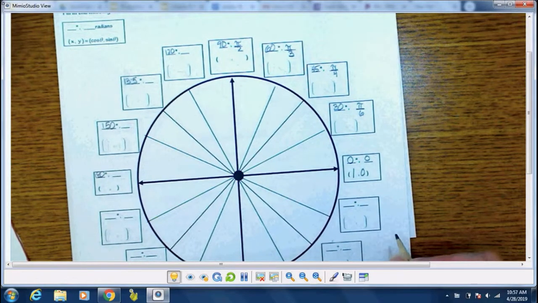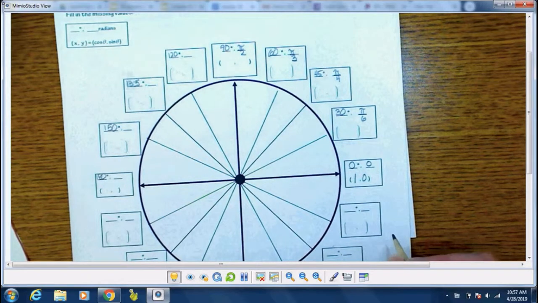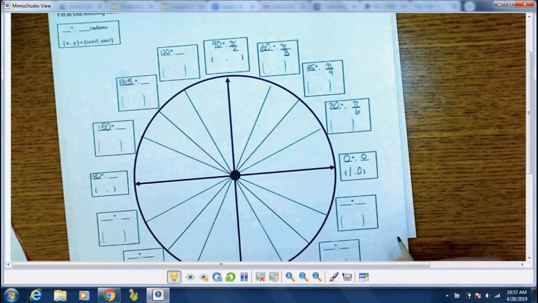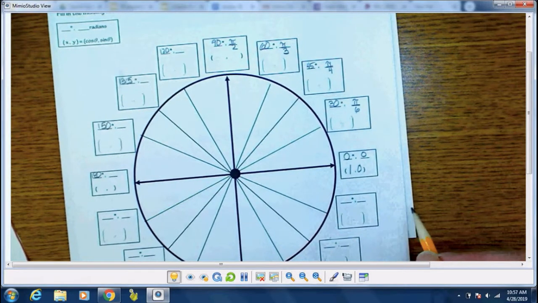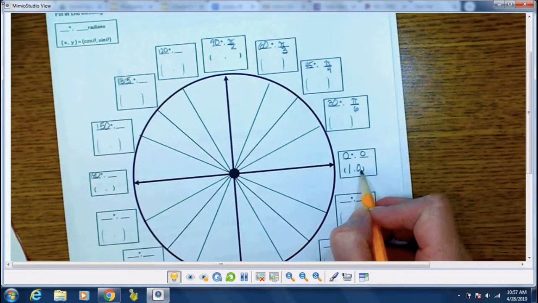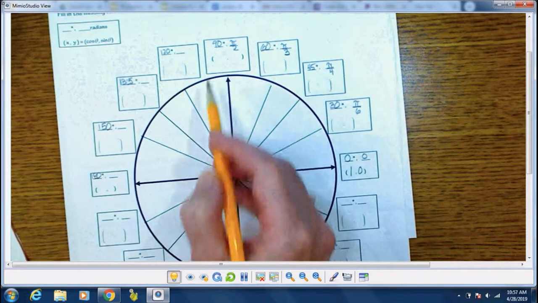Okay. So now this is where those 30, 60, 90 degree triangles come into play. So if we're trying to figure out, I have no idea what I'm talking about here, to be honest with you.